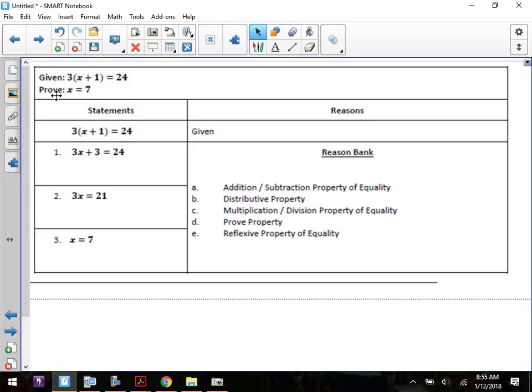So which one of these says something about distributing? See what I'm getting at? Can you identify what they just did from the reason? They go from 3x plus 3 plus 24 to 3x equals 21. What happened? We subtracted 3, right? So that would be A. And then what happened now?